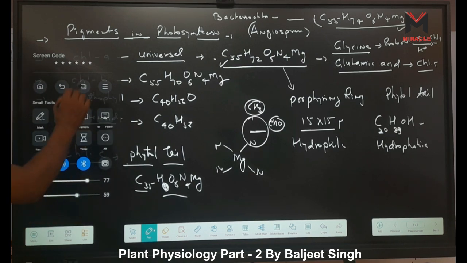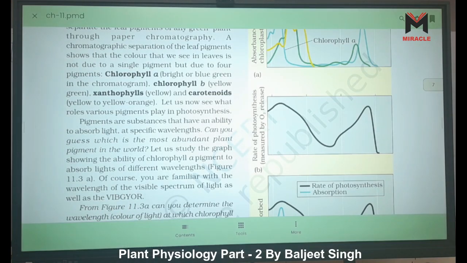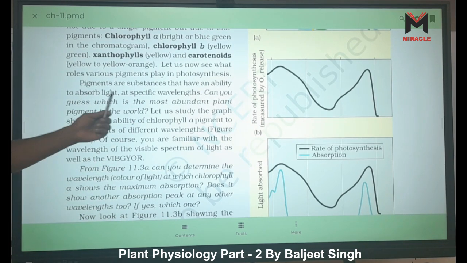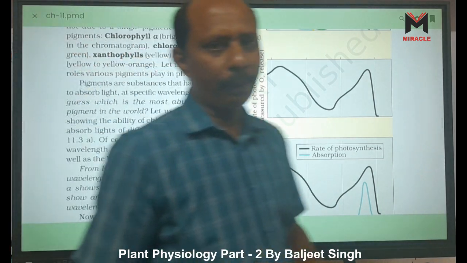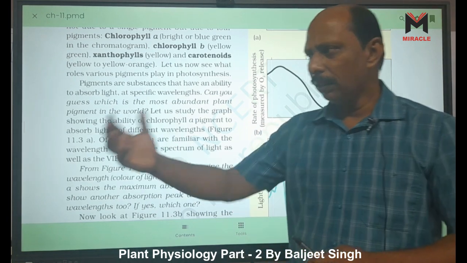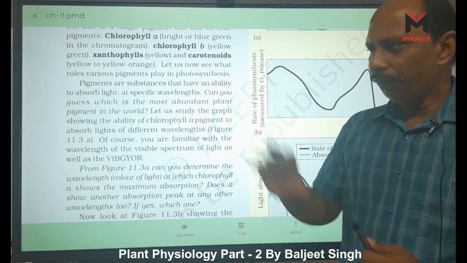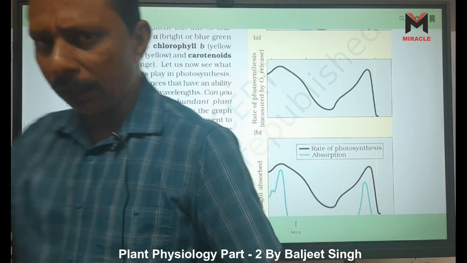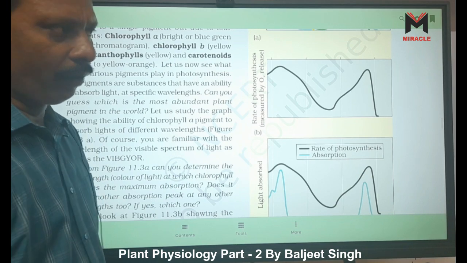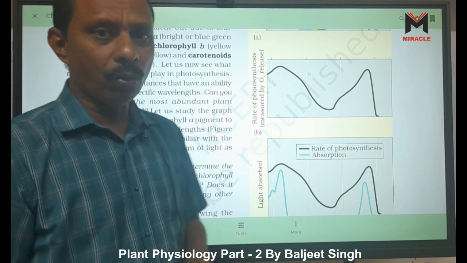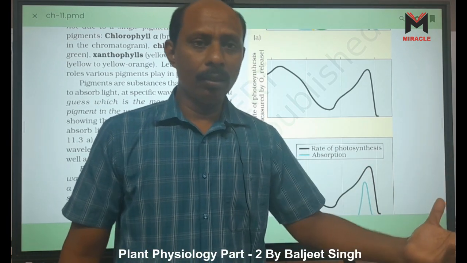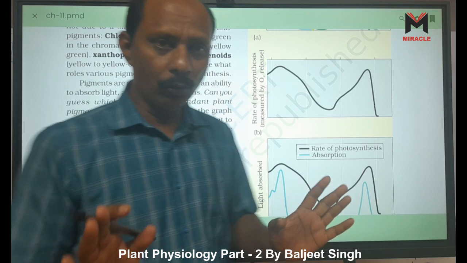Okay, come back to the NCERT. What is given? Pigments are substances that have an ability to absorb sunlight at specific wavelengths. We know when we see some color, it is the result of reflection. If I see red color, the wavelength of red light is reflected to my eyes. When I see the black color, no light is reflected, all the light is absorbed. When I see white light, all the wavelengths are reflected to my eyes. Please understand that.